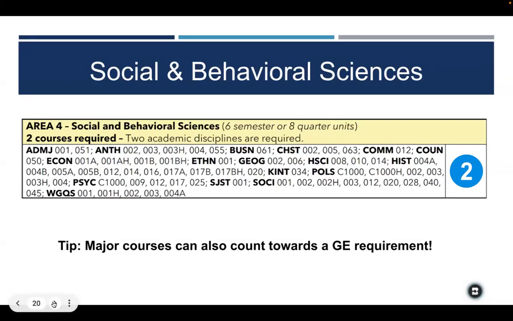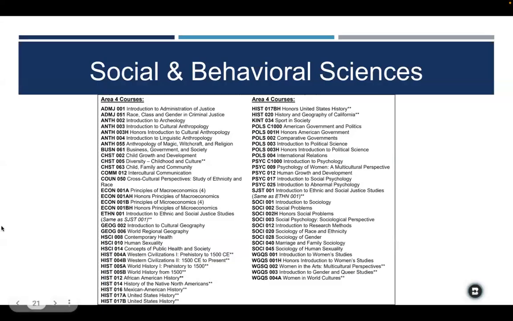Area 4, social and behavioral sciences, you need 6 units. Typically, 2 courses are required. But in here, it's really important. You need 2 academic disciplines. So let me give you an example. Business or economic students typically have to do microeconomics in Econ 1A and macroeconomics Econ 1B. But if you were to do those 2 economics classes, you would still need to take an additional class in Area 4 in order to complete the general education area.